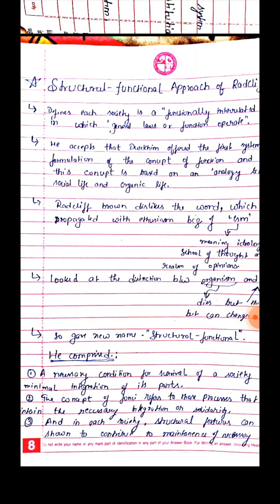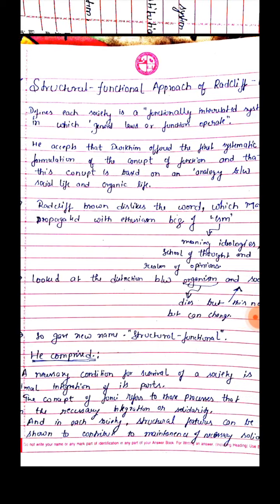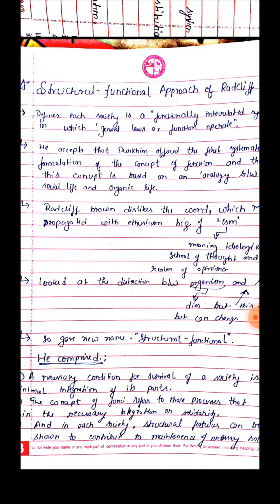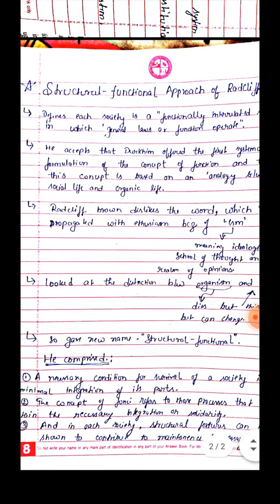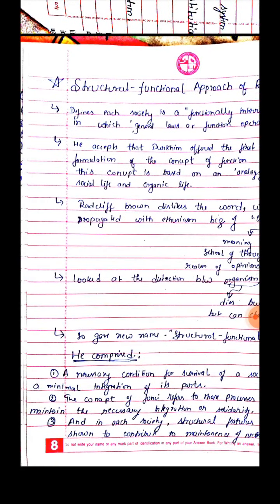The first is, a necessary condition for survival of a society is minimal integration of its parts. Means if a society is to be formed, then there is a compulsory need of a minimum number of parts that must be integrated. Until and unless the parts are integrated, the society or a human body cannot be formed. And the second is, the concept of function refers to those processes that maintain the necessary integration or solidarity. Means whatever function each part of a society has, that must necessarily be maintained for the solidarity and the well functioning of a society.